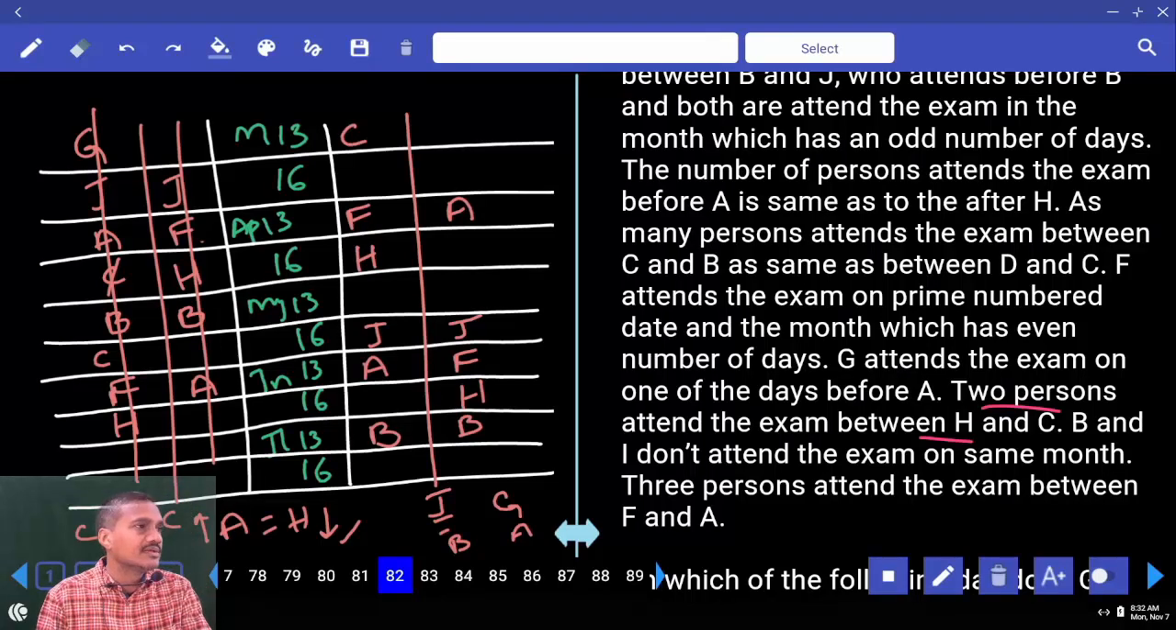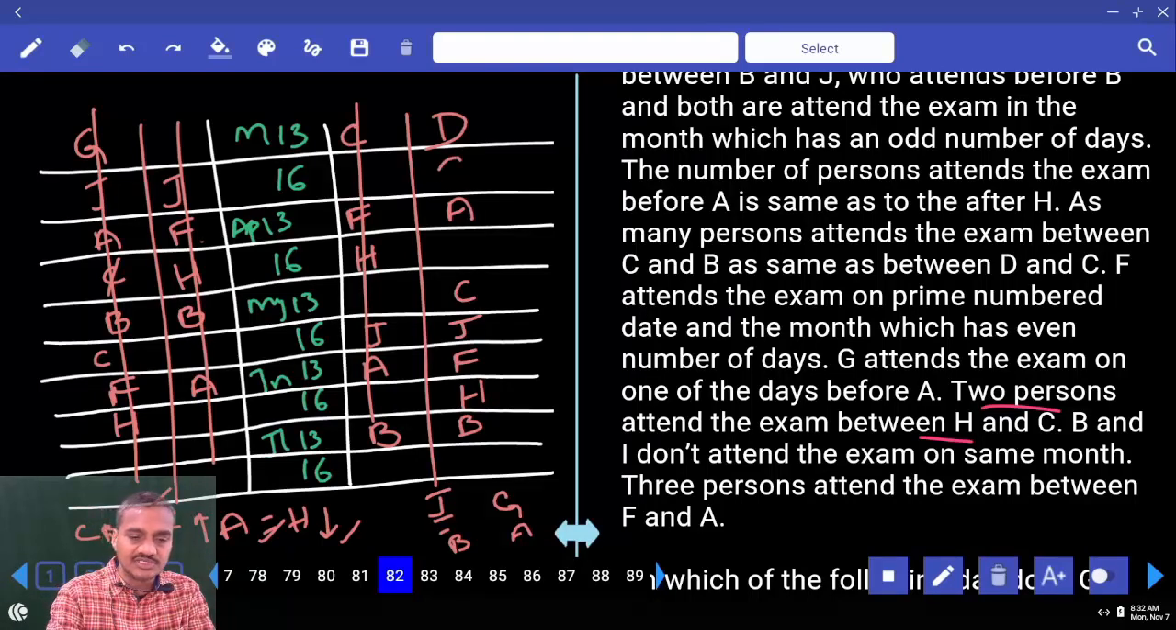If C is here, then what should happen? C must be exactly in between B and D. Is it possible? This is again ruled out. Hence two persons between H and C, C is here, and C is exactly between B and D. There are 3 people between C and B, and there must be 3 people between B and D. And G is before A, so G must be at this place.